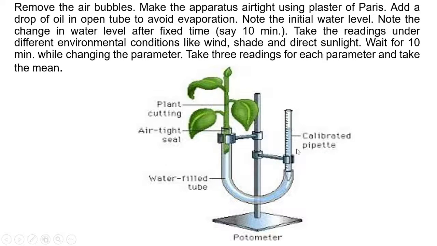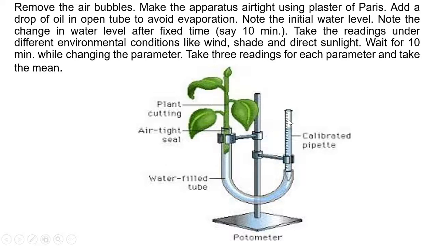Now this is the apparatus. This apparatus is called the burette potometer. This is the rubber tube. Now these are here in the burette potometer. There are scales here: 1, 2, 3, 4, 5 ml. A calibrated pipette is there, and this is the place in the burette potometer in which we have to insert the plant twig. Then remove the air bubbles and make the apparatus ready.